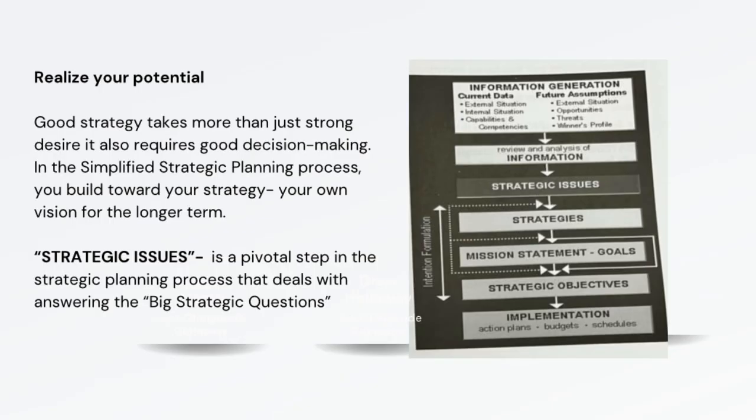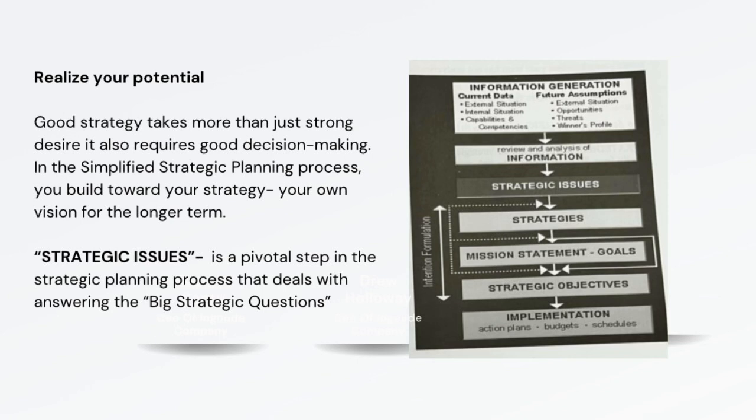Third, realizing your potential. Good strategy takes more than just strong desire. It also requires good decision making. In the simplified strategy planning process, you build toward your strategy your own vision for the longer term. It means understanding your unique strengths, setting meaningful goals, and taking conscious action to grow and achieve your aspiration. Also, it needs self-awareness to identify your skills, passions, and opportunities for improvement, coupled with a proactive mindset to overcome challenges and maximize opportunities. For example, a professional with strong communication skills might realize the potential by pursuing leadership training and seeking membership to develop into a manager.